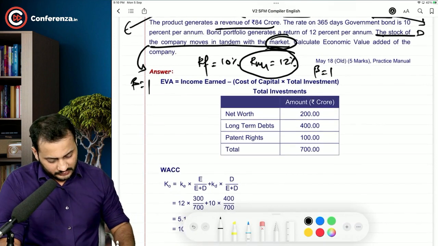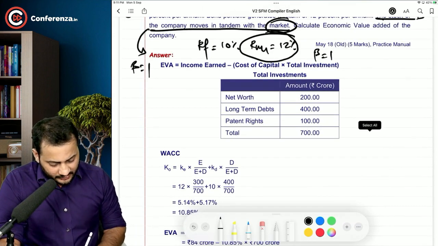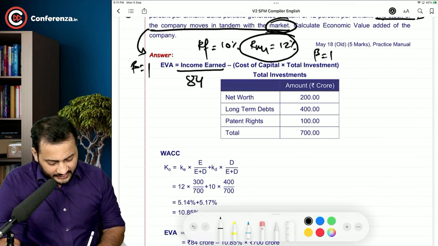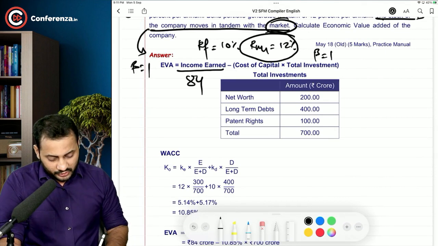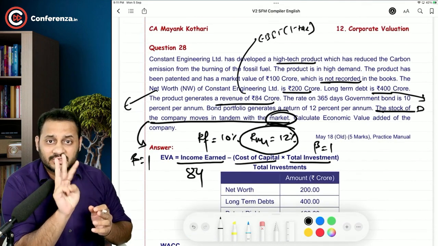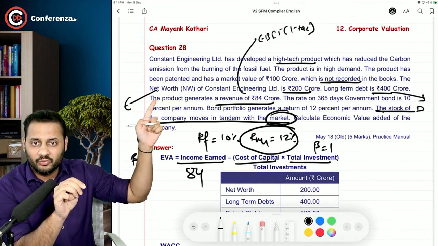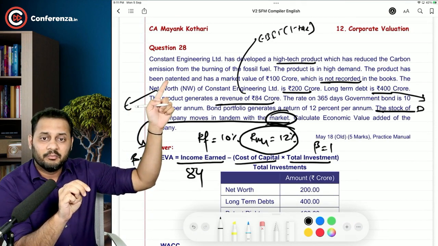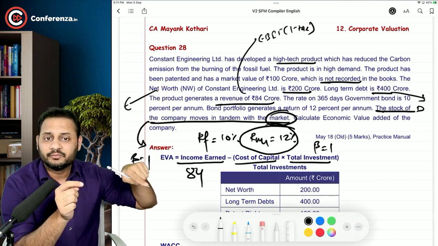First of all, let's find out the EVA. EVA is nothing but income earned, which is 84 crore in this question after tax, minus cost of capital times total investment. Total investment constitutes three things: net worth of 200 crore, long-term debt of 400 crore, and this patented value of 100 crore, which is not booked in the books.